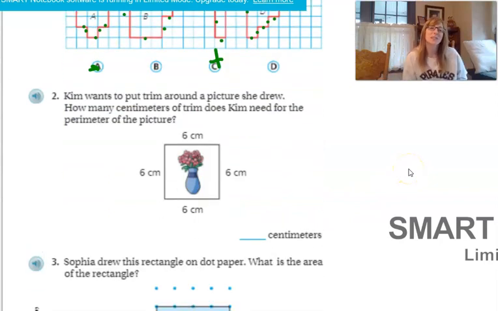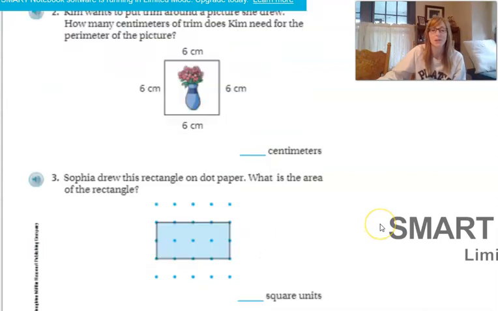The next one says, Kim wants to put trim around a picture that she drew. How many centimeters of trim does Kim need for the perimeter of the picture? And we know perimeter is the distance around, and they're all sixes, and so this is a square. So you could also use multiplication for this. So you could have 6 plus 6 plus 6 plus 6, or repeating addition, which would be 6 times 4, which would be 24 centimeters.